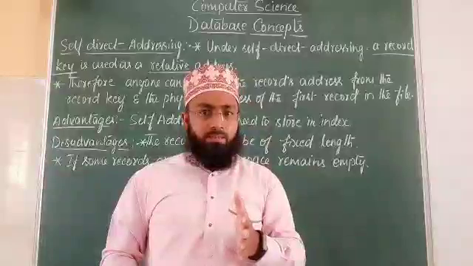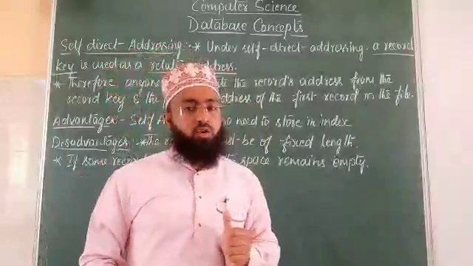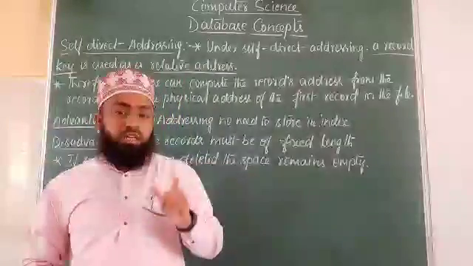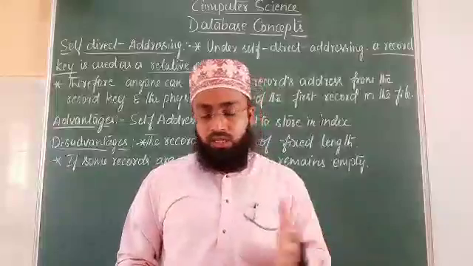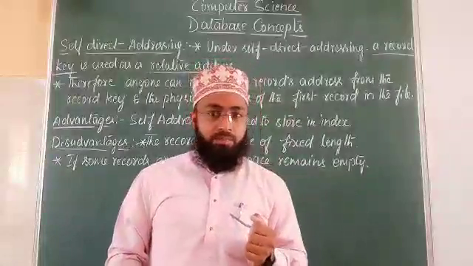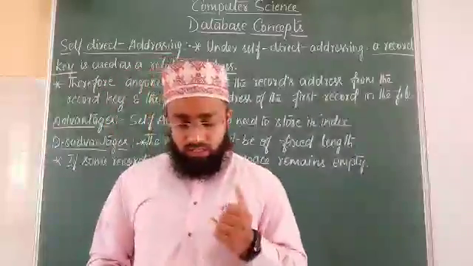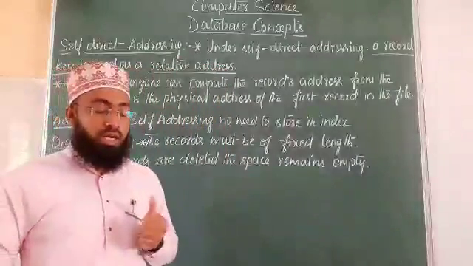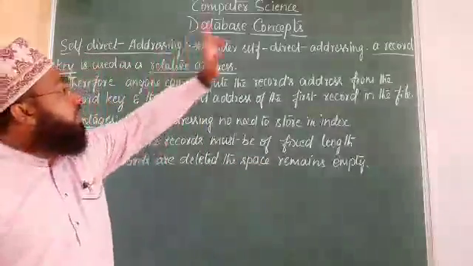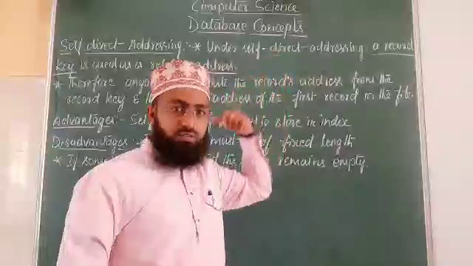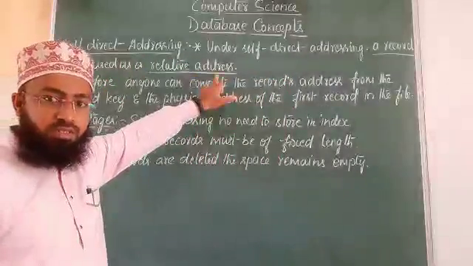We have discussed previously in one method, that is in a sequential file organization, only the key field is kept as its unique number, and in the direct random accessing method, the relative number is kept as the unique number. But here, under the self-direct addressing method, a record key itself is taken as the relative address of the record.